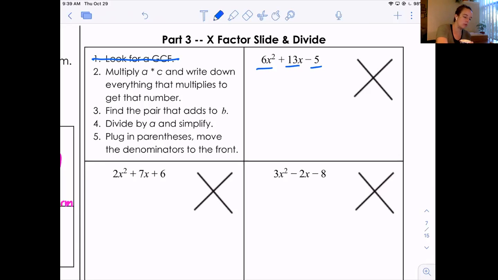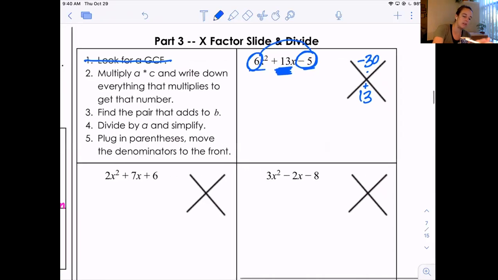All right, so what we're going to do is take 6 and multiply it times -5. 6 times -5 is -30. That is the number that we multiply to get. And our B is going to stay the same, it's +13. So one change from the last time is we're doing 6 times -5, which is -30.